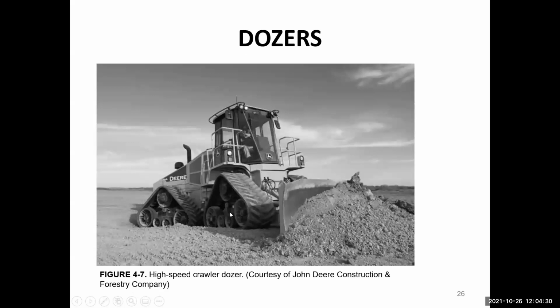Another picture of a dozer. So it is a high-speed crawler dozer. This dozer can move at a relatively higher speed. This picture shows very clearly that there is a front part of this machine which is called the blade. It cuts this material out and then it pushes it in front.